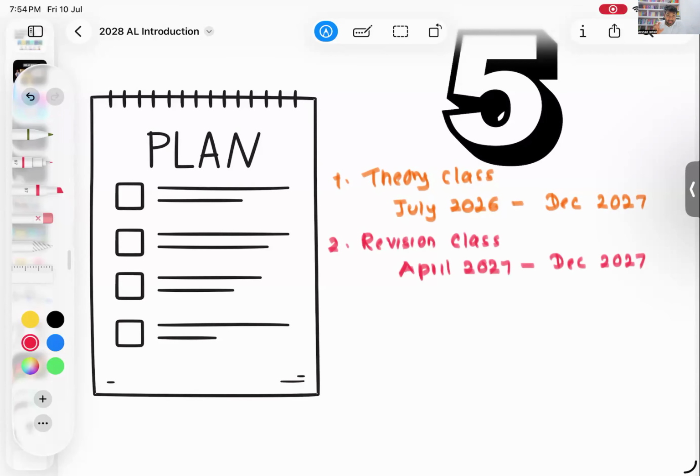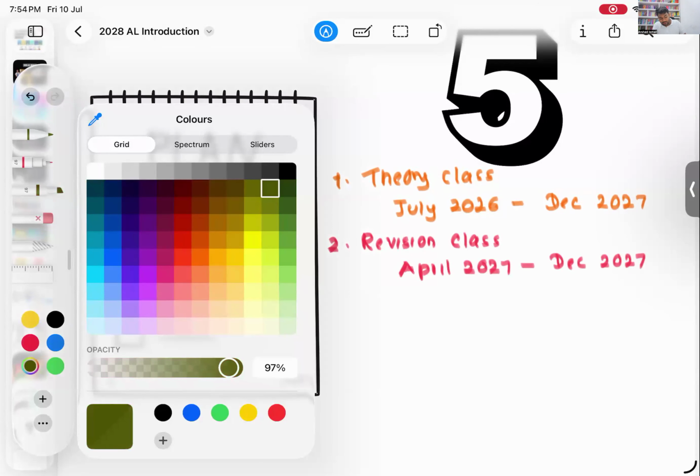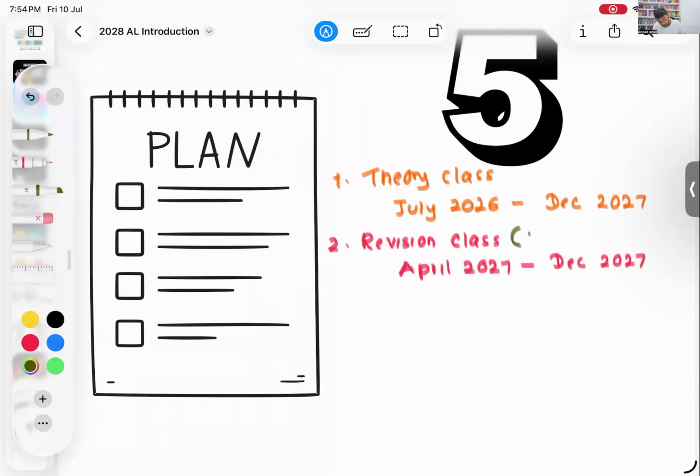So in the entire revision class from April next year to December next year, you will actually do, any guesses how many papers you all want to do? How many papers do you think you want to do? Each paper is around 2 hours. How many papers do you want to do? From April to this, that will be a separate class. Fee will be separate. We'll talk about that.